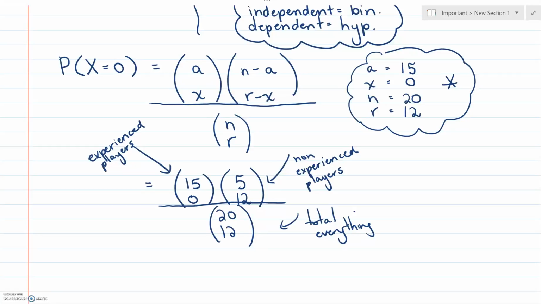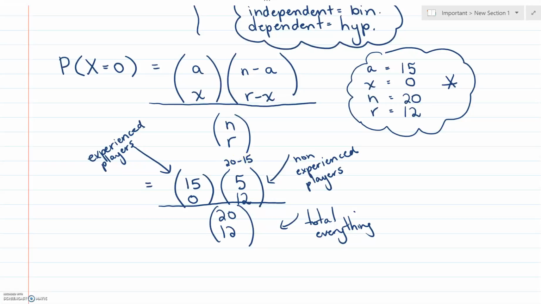So total experienced players, there's 15 total, right? Yeah. And you're picking 0 out of those 15, right? Yeah. But if you pick 0 out of your 15, how many non-experienced players are you picking? 5, because... Yep. If you go 20 minus 15. That's exactly it. So you go 20 minus 15 here.